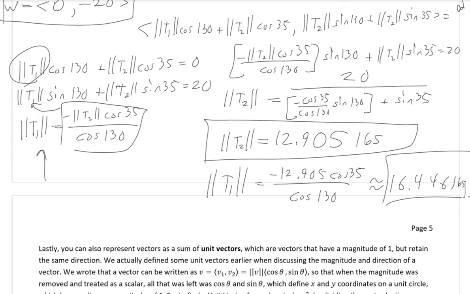All right, so those are the two different tensions. Note that they do add up to more than 20. That is kind of expected because the weight is being split among both of them. They don't both take 20, but they do take a little bit more because they're taking the weights at different angles.